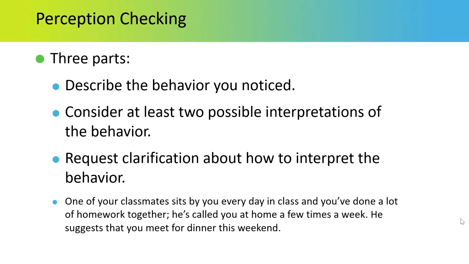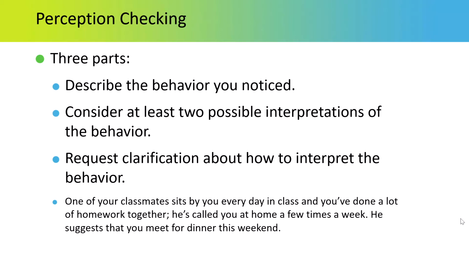So the very first one is, I believe this is one of the most useful practical skills that you can gain from this entire book, and it's called perception checking. It has 3 parts. Describe the behavior you noticed, consider at least 2 possible interpretations of the behavior, and then request clarification. Now, I will tell you that when we do this, it frequently sounds very stilted because we don't talk like this. So sometimes what you can do is go with just a single interpretation. You could do a request for clarification on how to interpret the behavior.